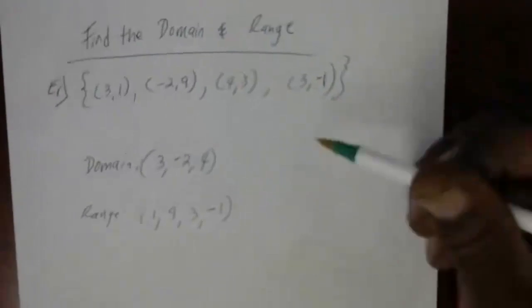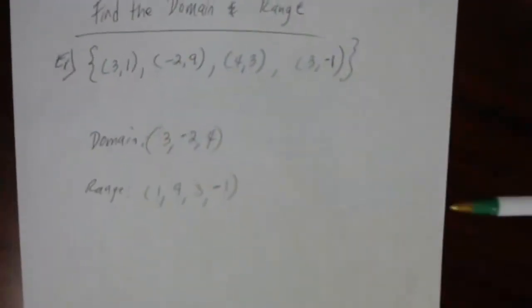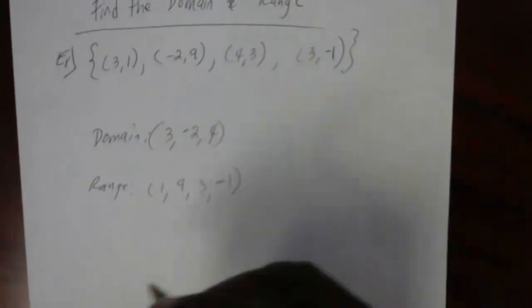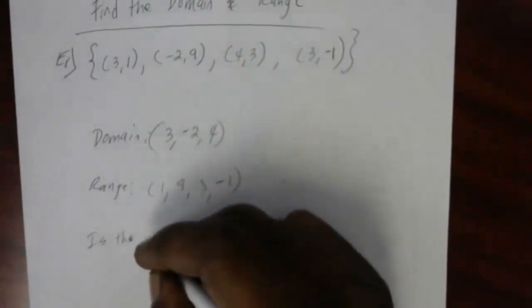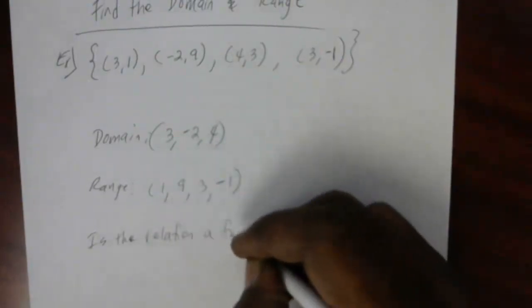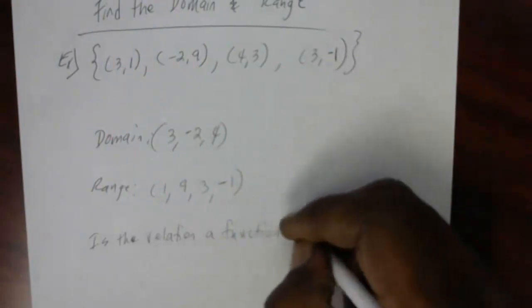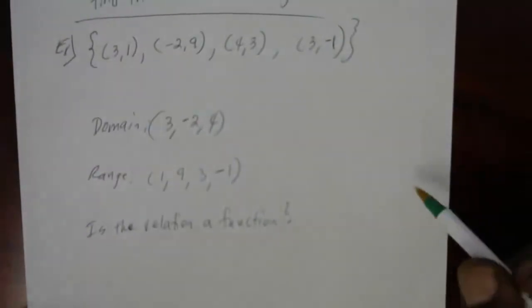All right, so we're going to go back to this previous example. We were given this relation. We were asked to find the domain. We were asked to find the range. Is the relation a function? Okay. So how do we determine if this relation is a function?